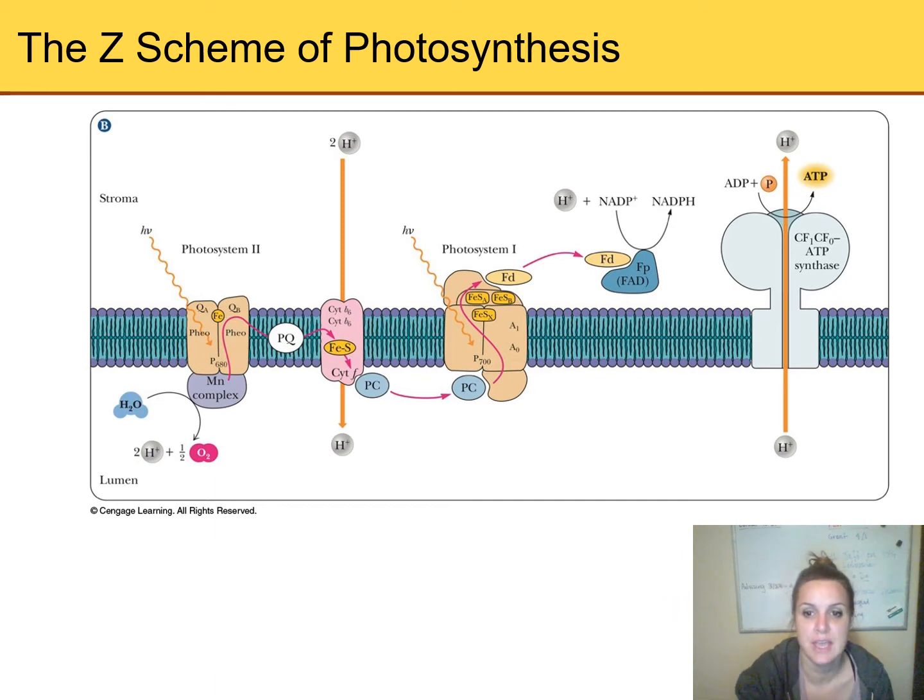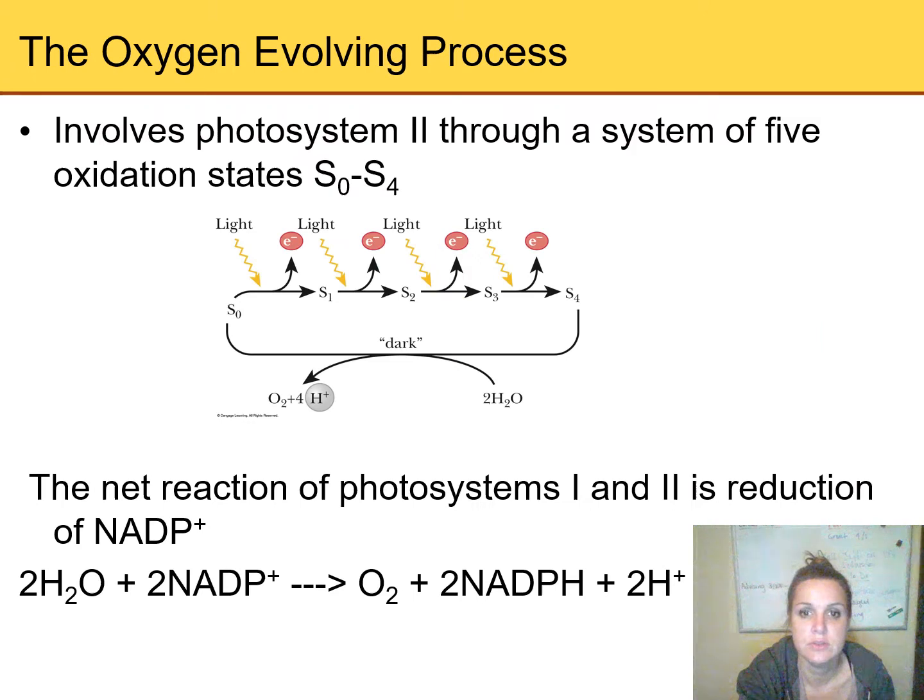So what you'll see with photosystem 2 is that there is a system of different oxidation states from S0, which is the basal state, all the way up to S4. And basically what's happening is each electron is excited repeatedly. So S0 would be no electrons are excited, then electron 1, electron 2, electron 3, and electron 4, in order to release those 4 electrons from water and produce oxygen. As you can see, again, the reverse of cellular respiration.